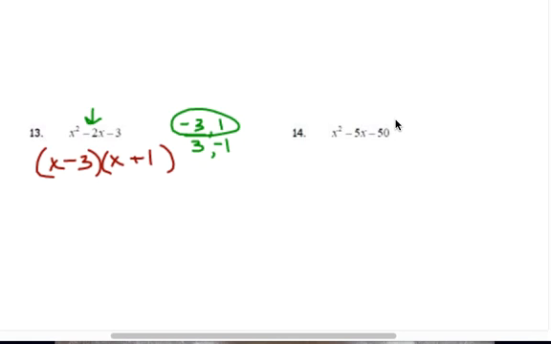That's not bad, right? So you won't always have pluses in both. You won't always have minus in both. You might have one of each, a plus and a minus.